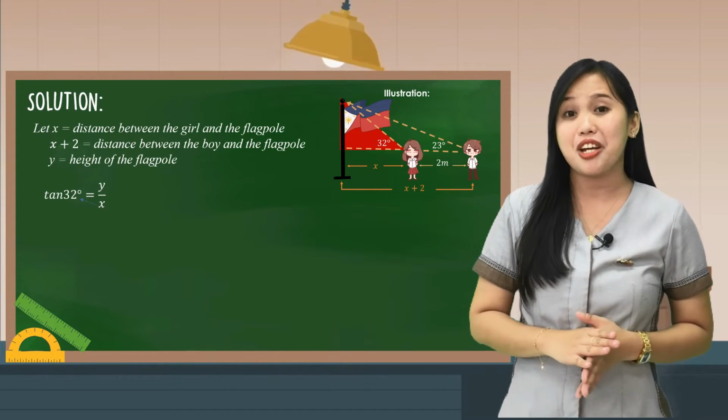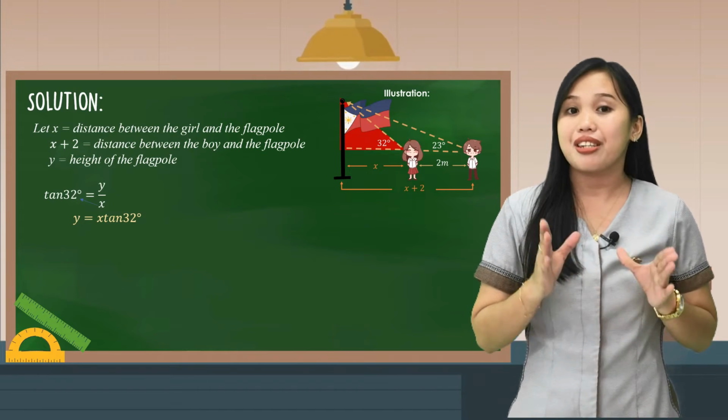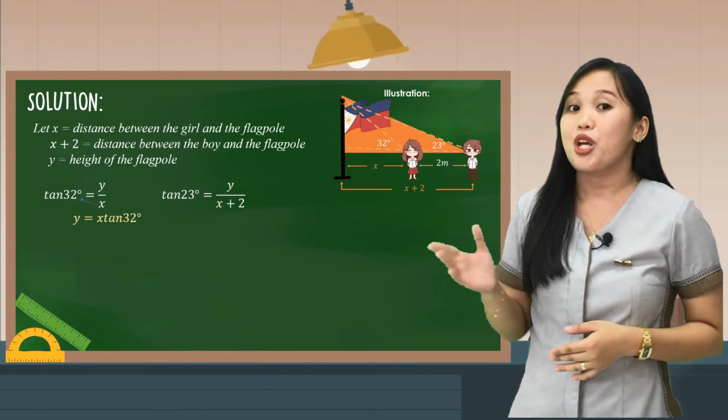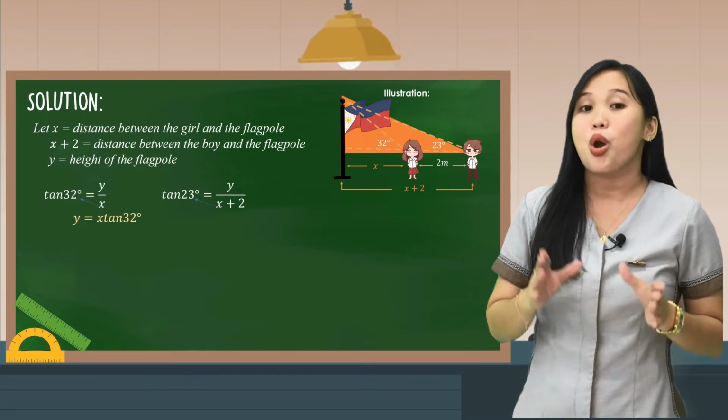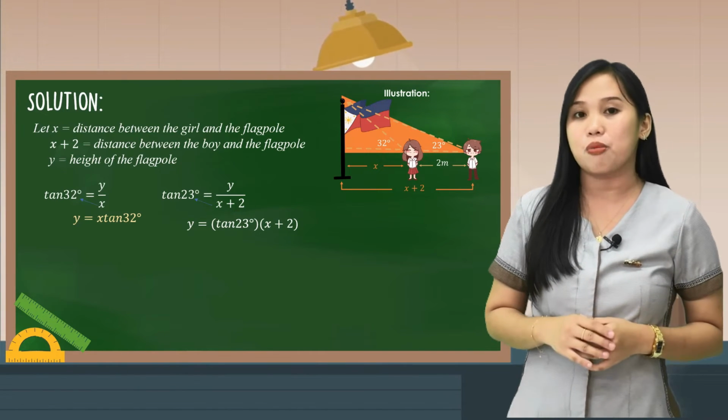Using cross multiplication, we have y is equal to x tangent of 32 degrees. For tangent 23 degrees, that is equal to y over x plus 2. Using cross multiplication, we have y is equal to tangent of 23 degrees times the quantity of x plus 2.